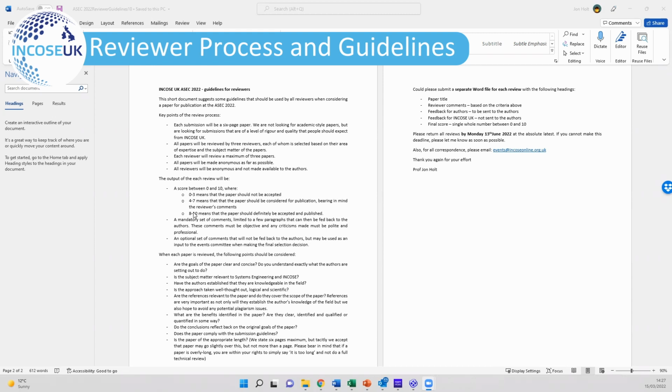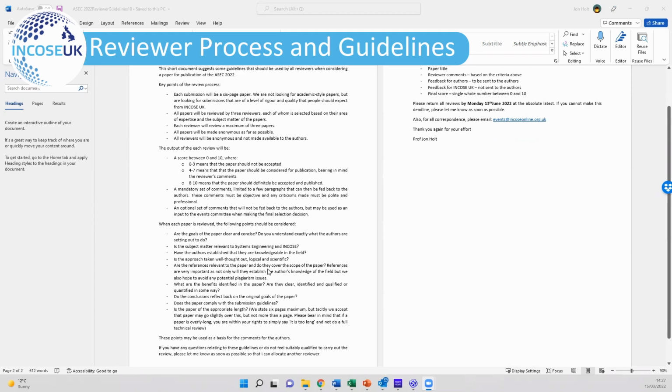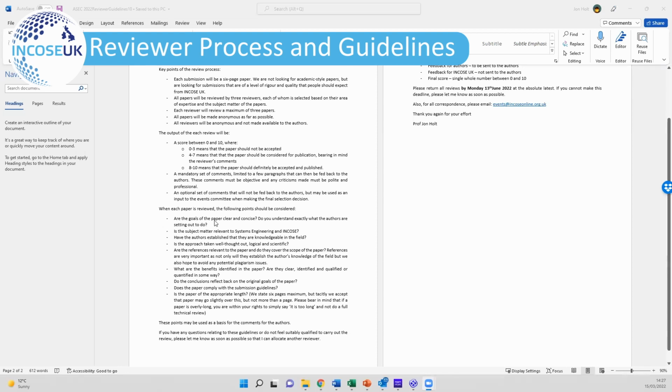So these are the criteria that we ask the reviewers to use. So first of all, are the goals of the paper clear and concise? So do you understand exactly what the authors are setting out to do? This is your introduction, essentially. So we're explicitly saying to the reviewers, look at the introduction. Do you know what the aims of the paper are?